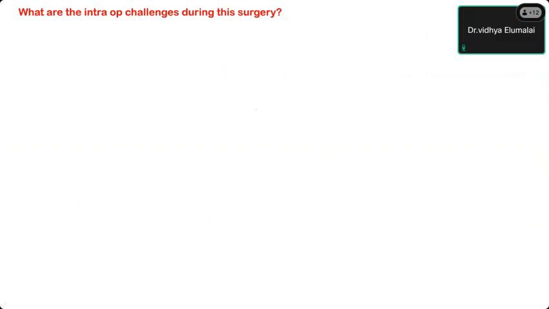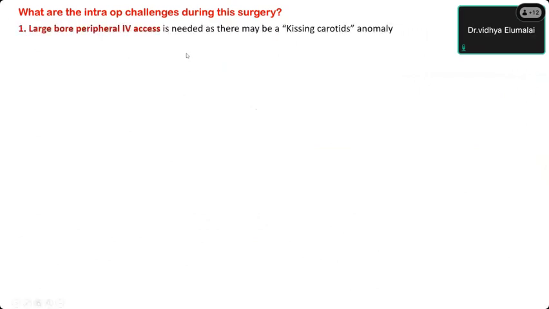So we don't have access to the airway and IV. So we need extensions for IV and circuit, and large bore peripheral access as needed. There may be what is called a twisting carotid anomaly, where the internal carotid arteries may be very close to the tumor. And if the surgeon accidentally injures them, you may have torrential bleeding.